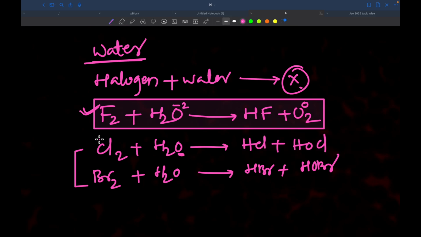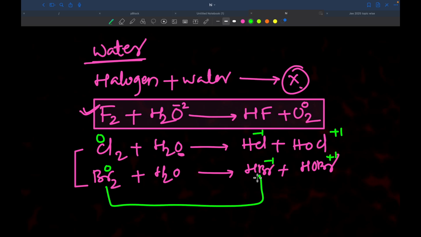So look here, chlorine is in the zero oxidation state. Here it is in the -1 oxidation state. Here it is in the +1 oxidation state. In fact, it's a disproportionation reaction. Zero oxidation state goes to -1 and +1.